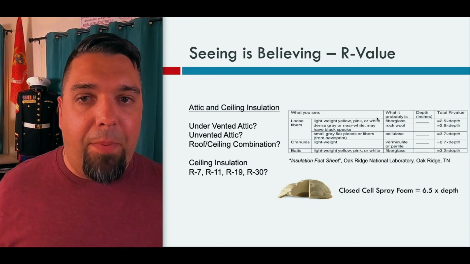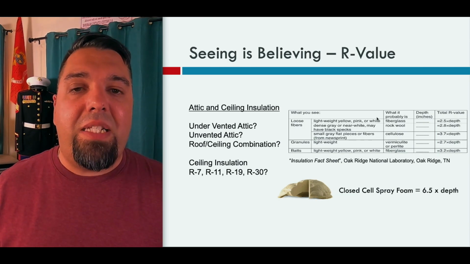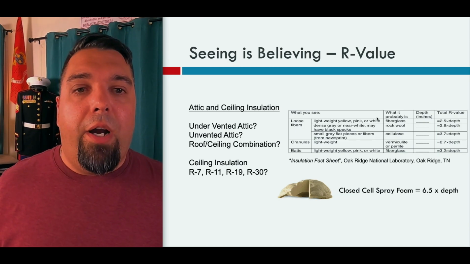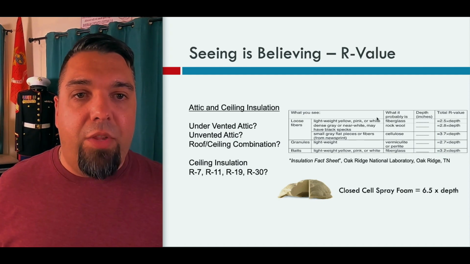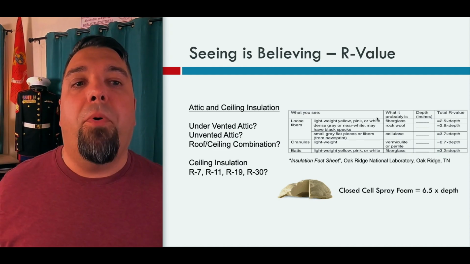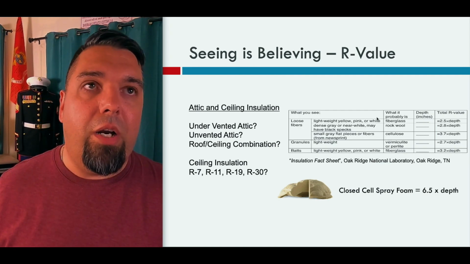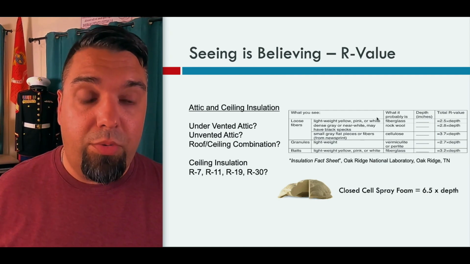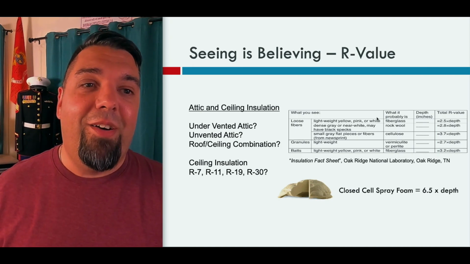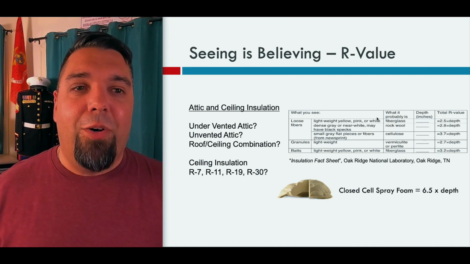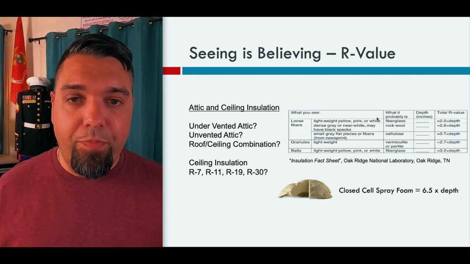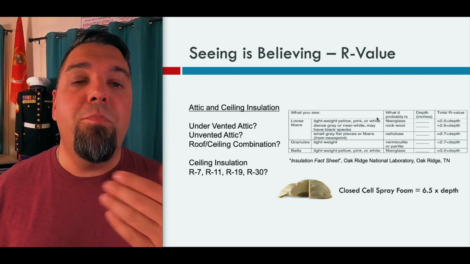So as an example here, if you have 6 inches of, let's say, loose fibers and they're gray, that's cellulose. It's 3.7 times 6 inches, gets you really close to, please forgive me, I don't have a calculator here, maybe R21, right? So really important, you actually see it and you measure it, okay?